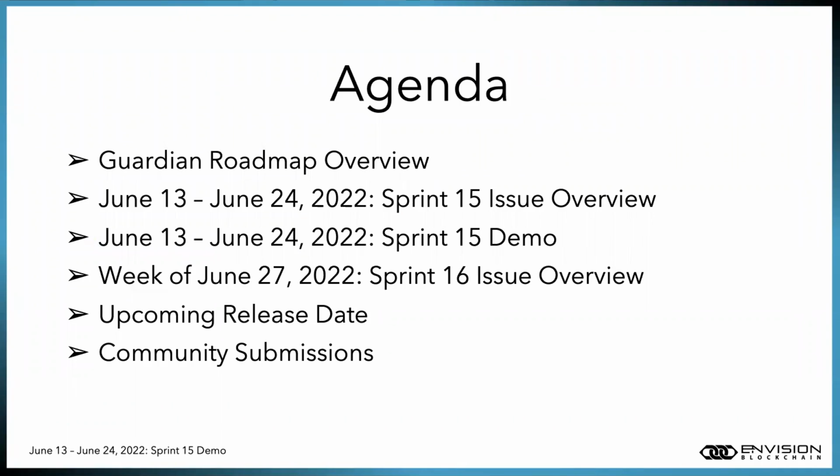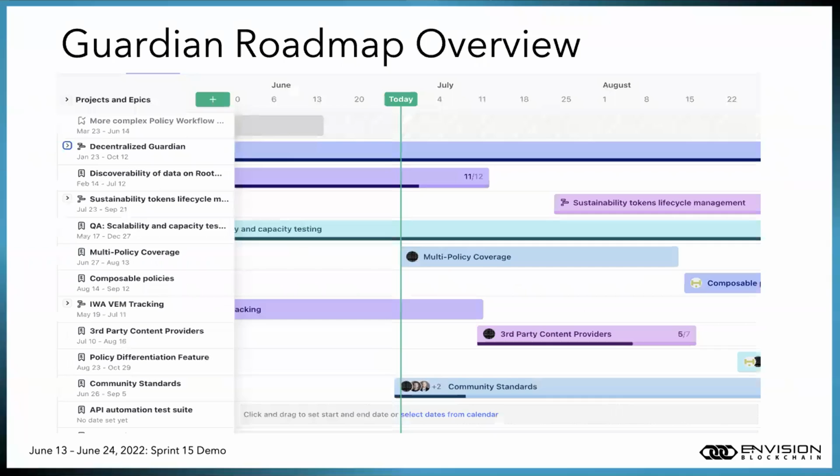We are also going to be looking ahead to the week of June 27, which is Sprint 16. We are also going to be talking about some of the releases. We are also going to be talking about the ways that you can submit either bugs or policy requests through various different channels. So just a quick overview of the roadmap.